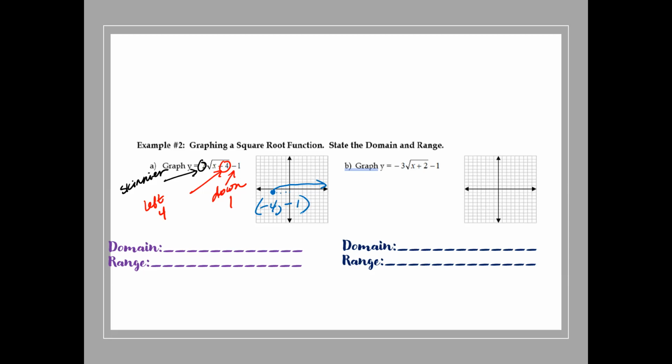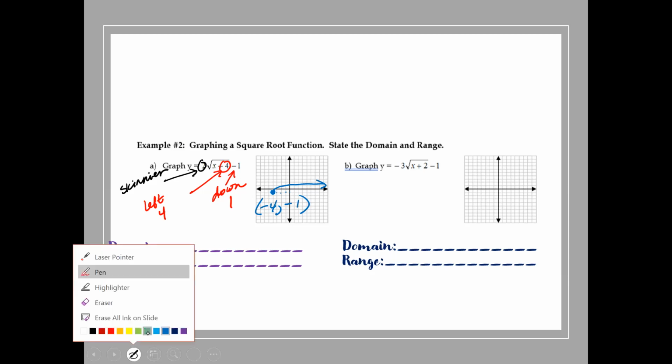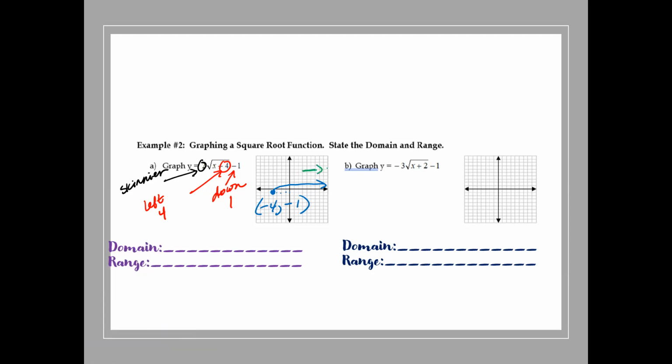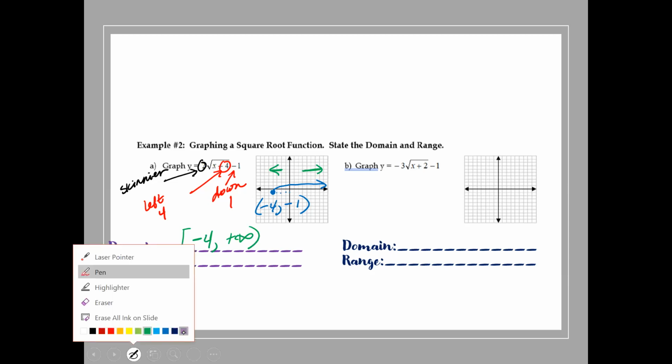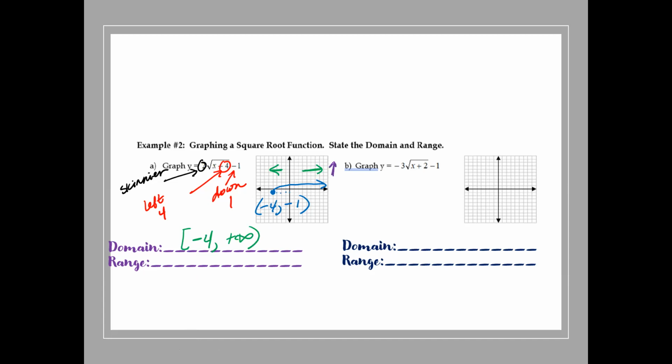So then when you're looking for the domain and range, your domain is how far does your graph go to the right, how far does your graph go to the left? My graph starts at -4. So it's gonna be -4 all the way to positive infinity, because I'm gonna keep going to the right. Range is talking about up and down. How far up is my graph gonna go, and how far down is my graph gonna go? My graph starts at -1 and it doesn't go any further than that. And then all the way up to positive infinity.